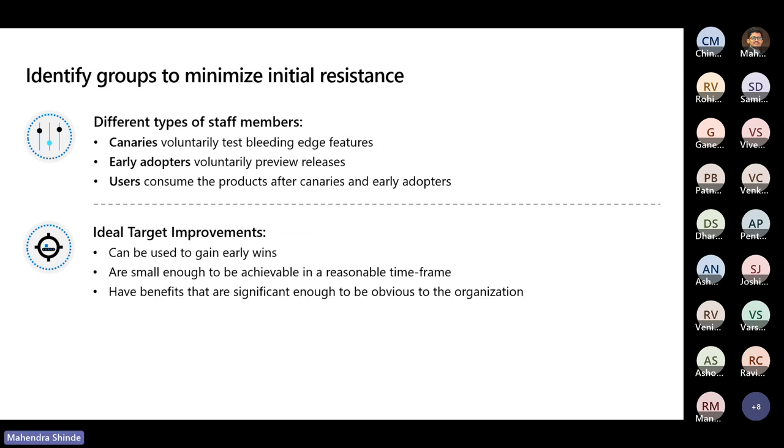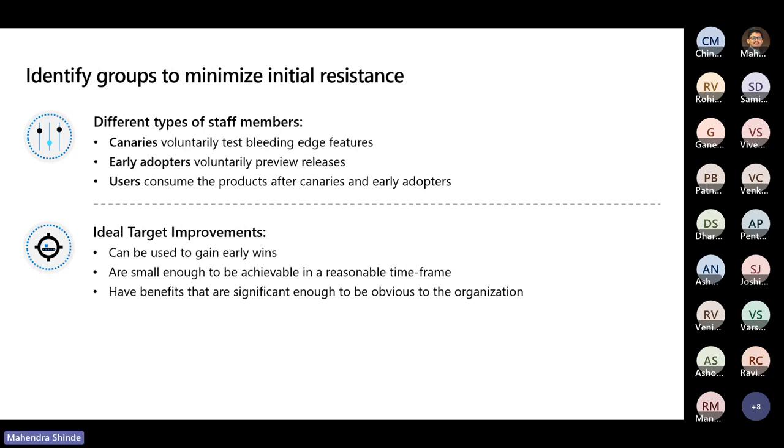If you give a new product to end users, they will not be happy about it. And they will keep complaining that the older system was better. Right? They will still keep arguing that the older system was better than this new system. Ideal target environment: your individual, earlier target should be easily achievable. Okay? Small enough to be achievable in reasonable time.